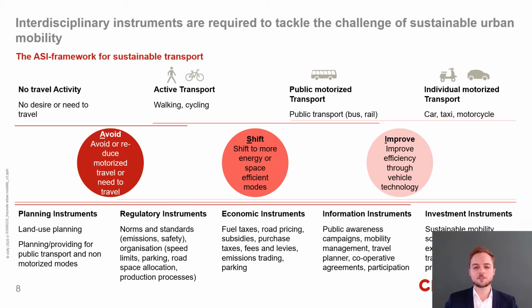So before we talk about specific instruments, of course, there are 1,000 things you can do. So we think you need a framework. It's very helpful to have a framework to structure what you're doing and why you're doing it. What are the goals of the different instruments? They might be planning, regulatory, or economic instruments. So that's why we shortly give you an introduction into this ASI framework. And since you're working with the GIZ, you probably already know this.